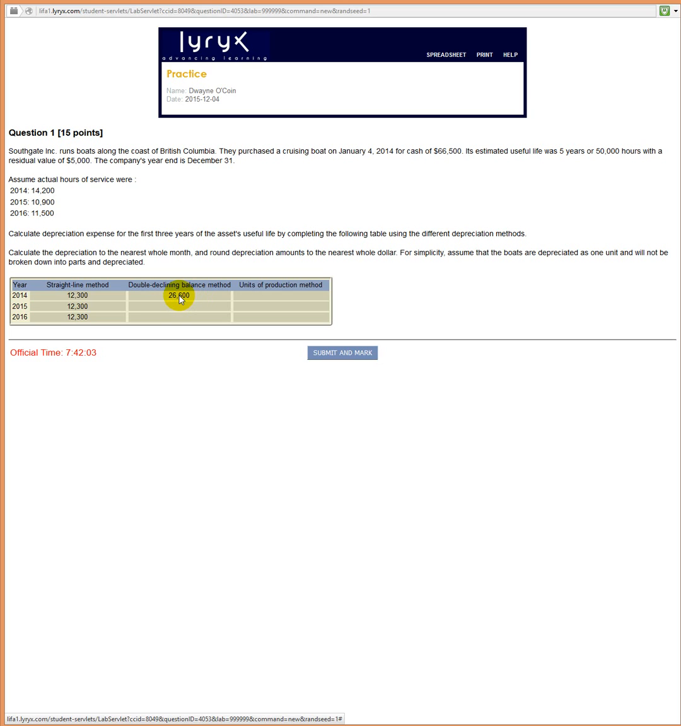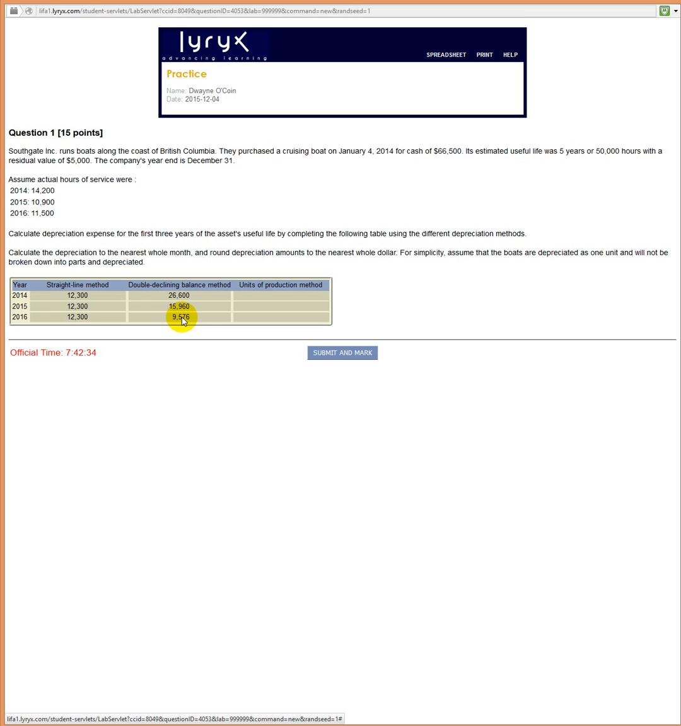The next year, we're going to take 2/5 of $66,500 minus the $26,600 that we've already deducted, which is $15,960, and then just drag it to the next year. And go to the end, backspace 1, to get inside the bracket, and subtract the $15,960. So that would be our depreciation on the double declining balance method.